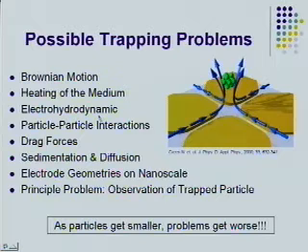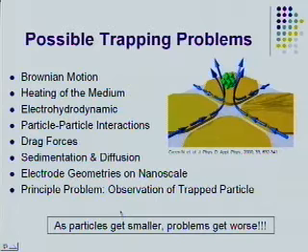Brownian motion. The particle wants to be trapped, but if the Brownian motion can overcome the energy barrier, then it can escape. There's also heating of the medium, which changes the consistency of the medium. There's electrohydrodynamic flow, which we just saw, and you can see here. This actually can help you because this is bringing the particles in and allows them to be trapped. There's particle-particle interactions, drag forces, sedimentation and diffusion when the solution's evaporating. The electrogeometries in the nanoscale cannot be what you think, and it could change the field intensity in the nanoscale. And the principal problem is observing these trapped particles.